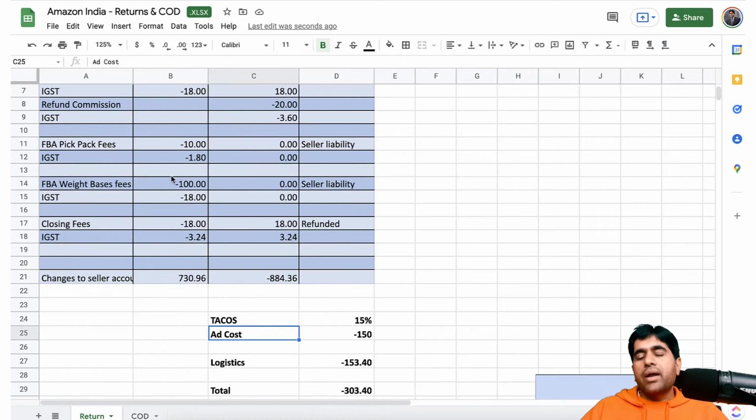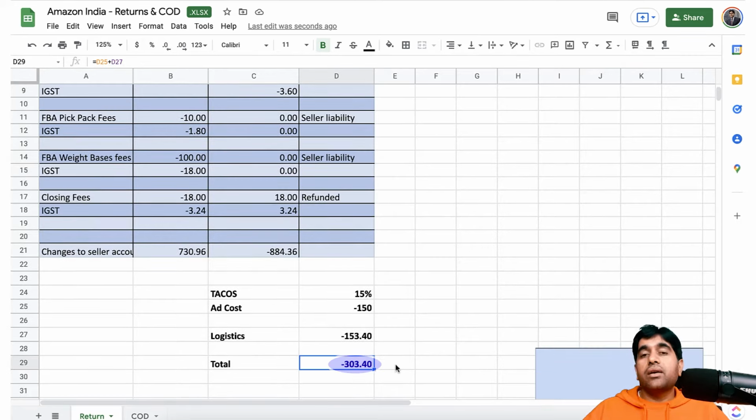So now if you add up, you lost 153 due to logistics costs and part of the refund commission, and then adding the ad cost that you might have incurred on this, the total comes to 303, whopping 300 rupees on a product that was sold for 1,000. It's returned, so your revenue on this particular sale was zero, but you are on the hook for 303 rupees, right?